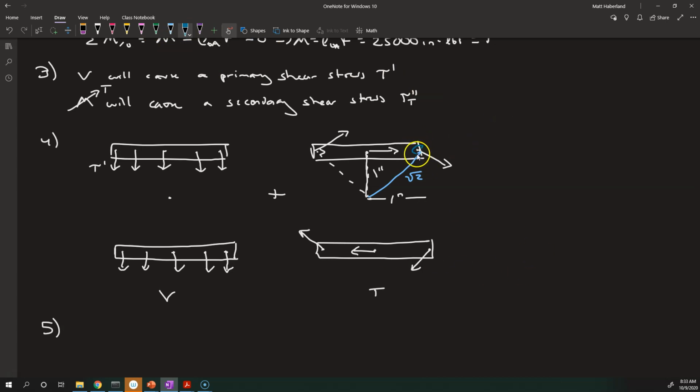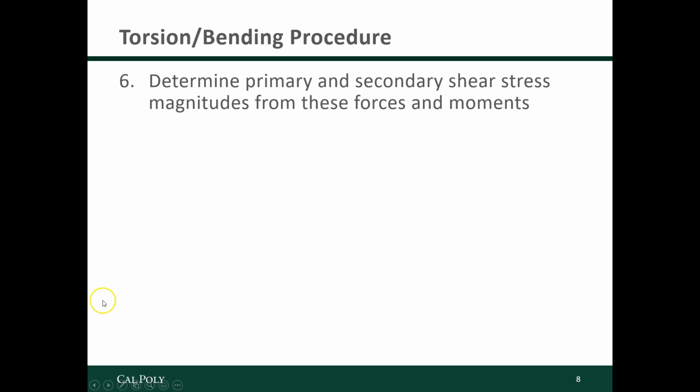Because first of all, they've got the greatest magnitude to begin with for the torsional secondary shear stress, and they've got components that add up with our primary shear stress. We don't have to analyze them both because they're going to have the same magnitude. I'll pay attention to this one up top from now on. Then determine the primary and secondary shear stress magnitudes from the forces and moments.